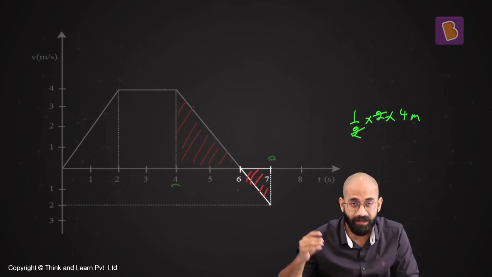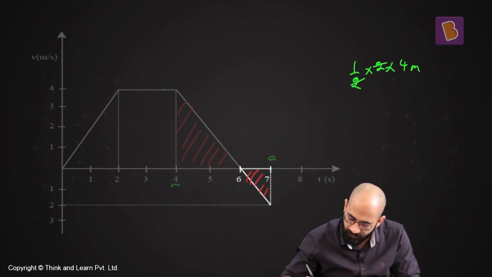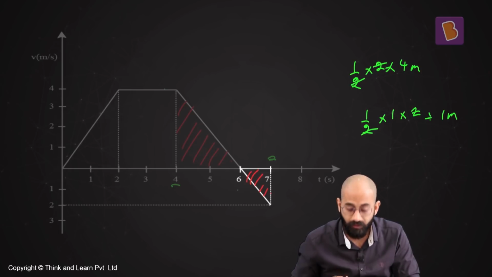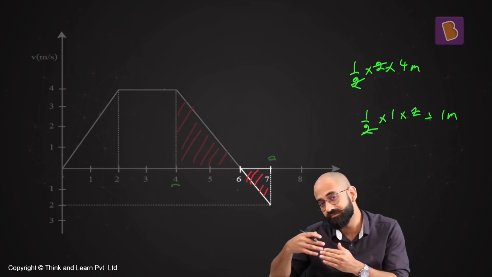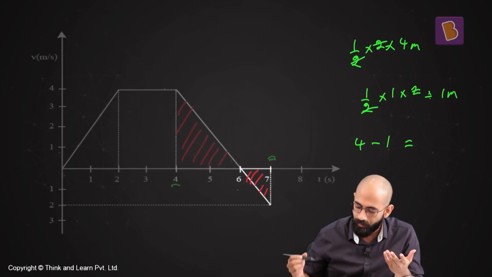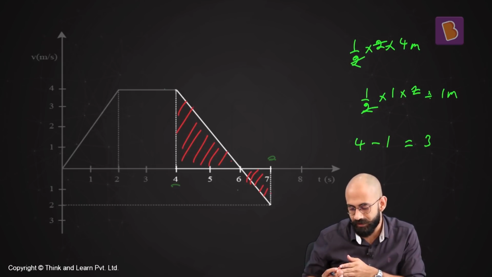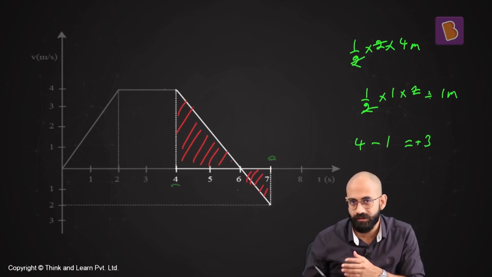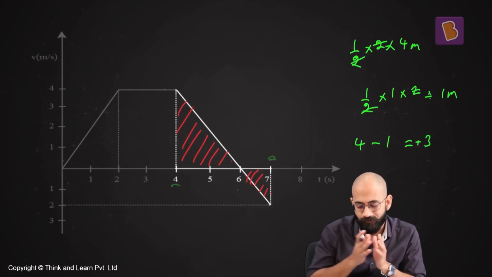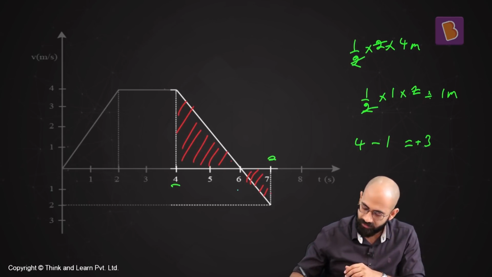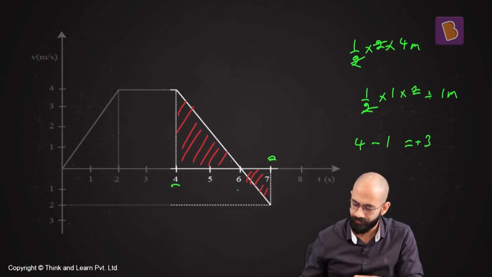Now from 6 seconds to 7 seconds, the area under the graph is half into 1 into 2, which is equal to 1 meter. Right, but this will be -1 because it's below the graph. Right, so we get 4 minus 1, which is 3. So the net displacement is positive 3. Right? This is the displacement between 4 seconds and 7 seconds. So the magnitude of the displacement will be 3. Simple.